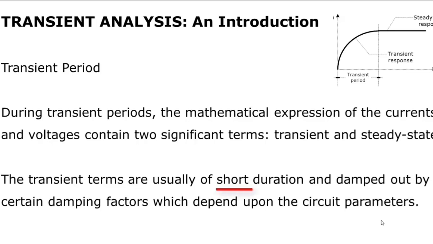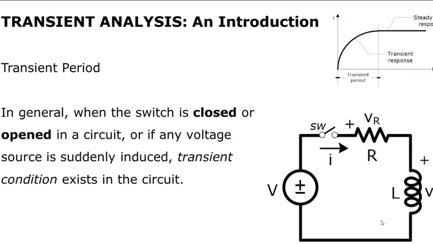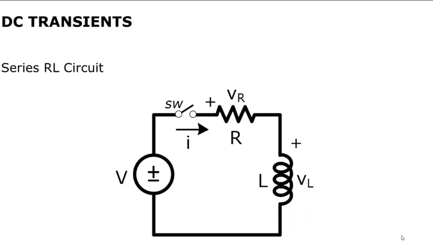The transient terms are usually of short duration and damped out by a certain damping factor which depends upon the circuit parameters. In general, when the switch is closed or open in a circuit, or if any voltage source is suddenly induced, transient conditions exist in the circuit. In this given circuit here, where we have the switch, the voltage V and the inductance, let's look at the series RL circuit.